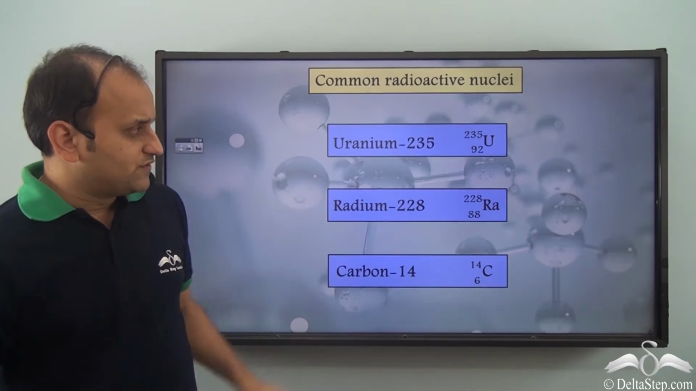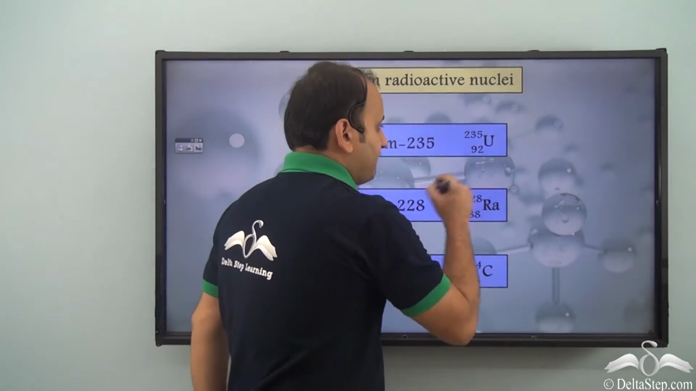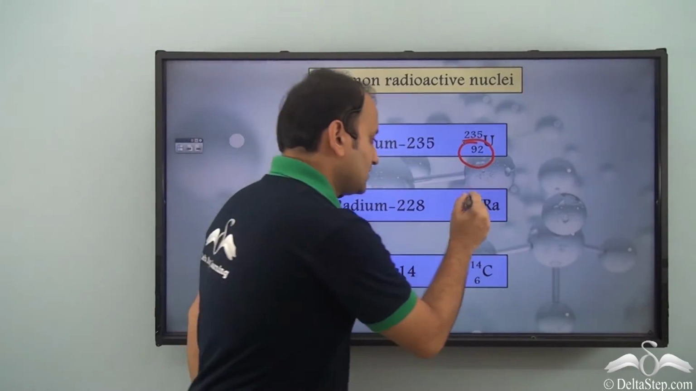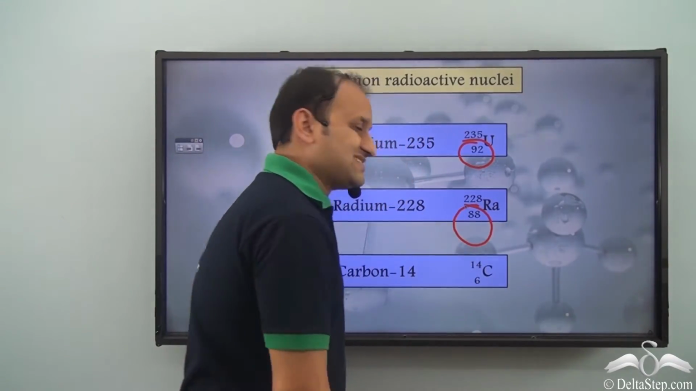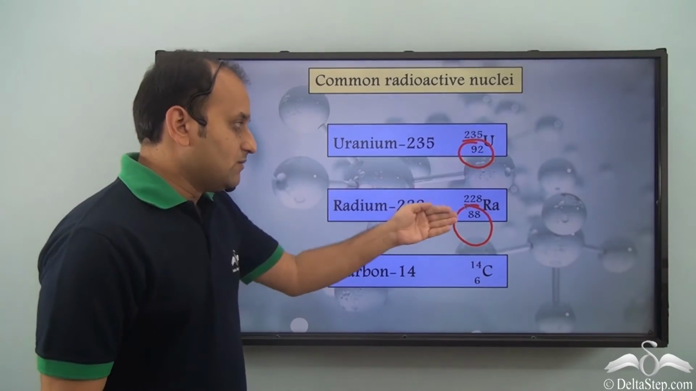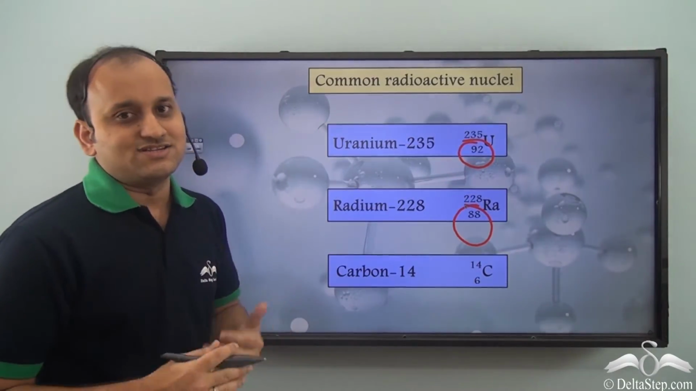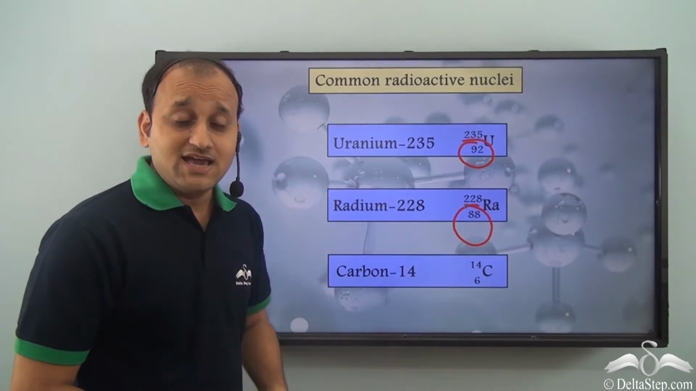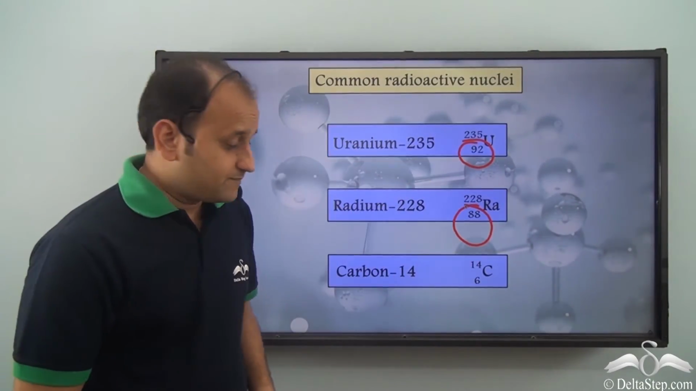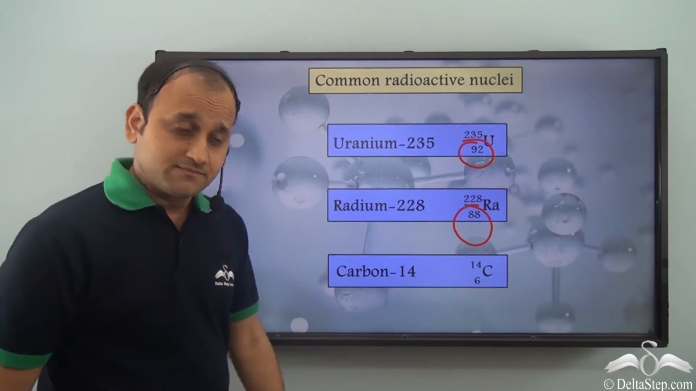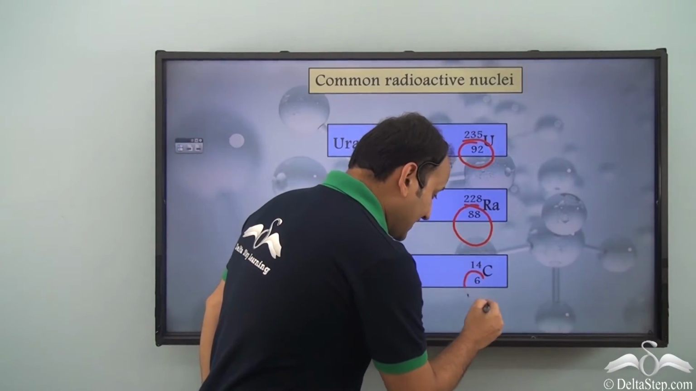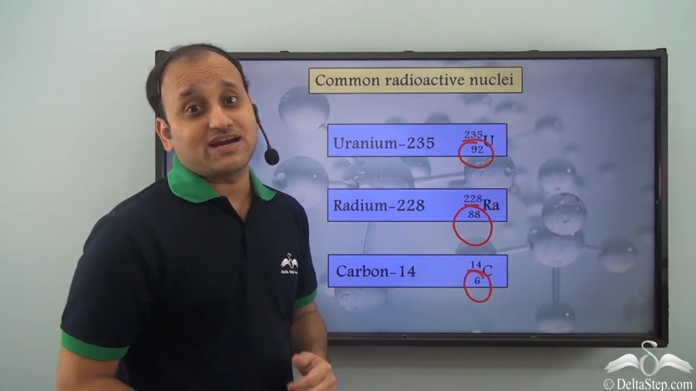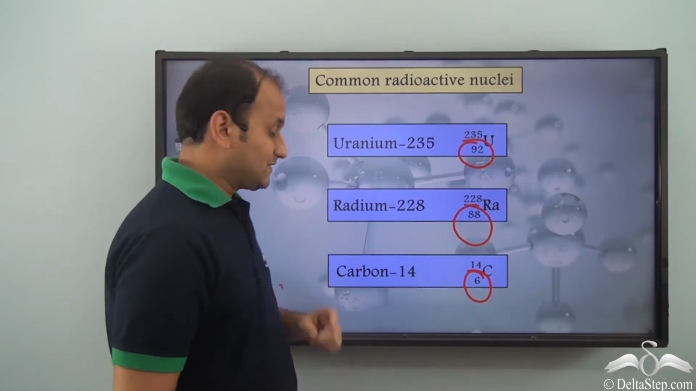Now in this, what do we notice? Well, we have number of protons here 92. Here we have number of protons as 88. So both are greater than 83. So we can understand that these have unstable nuclei and they are radioactive. But what about carbon-14? It has only 6 protons. Still, it exhibits radioactivity. Why is it so? Let's understand.